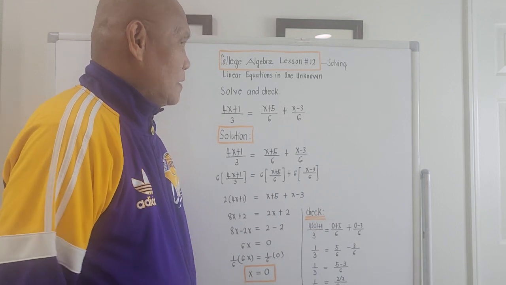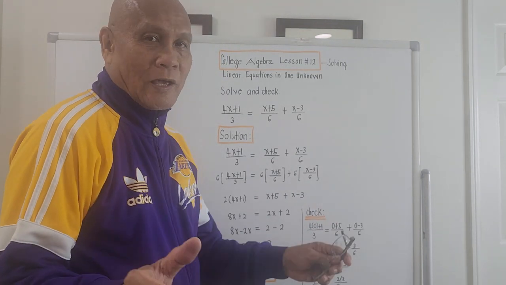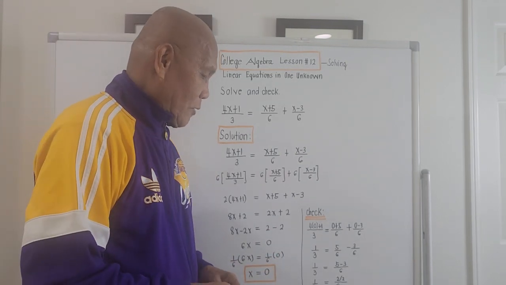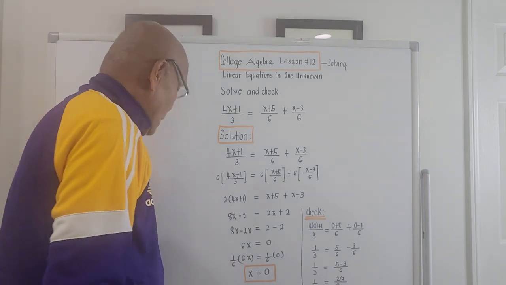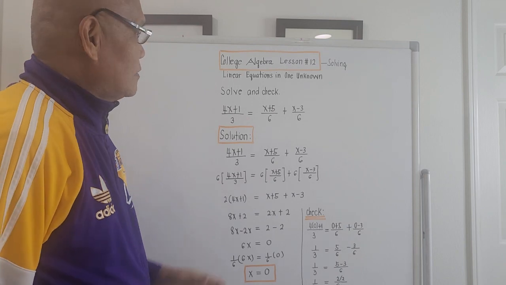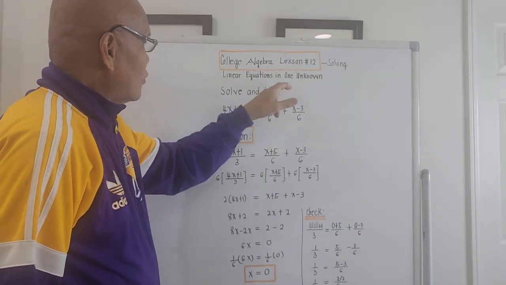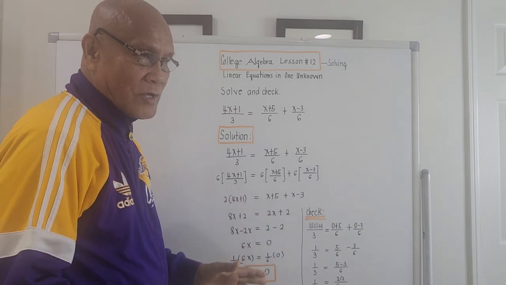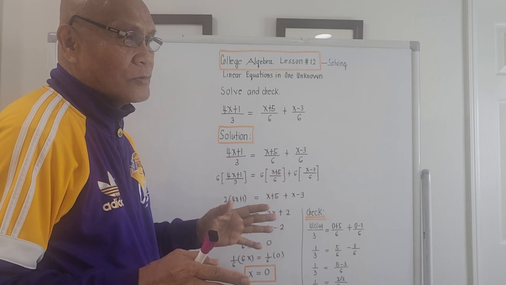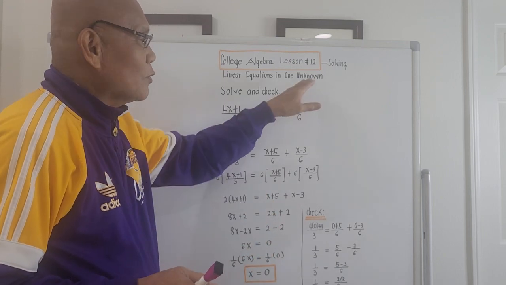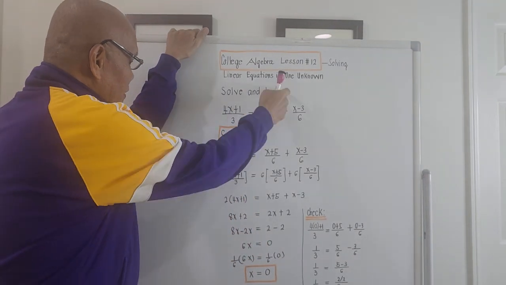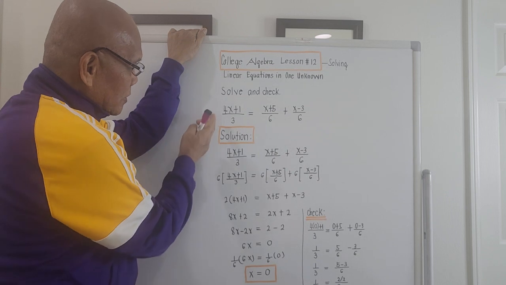This will now be lesson number 12 on college algebra, long video format. Lesson number 12. Okay, let's proceed. The title of the topic is solving linear equations in one unknown. Meaning to say, we will be bringing out example problems on how to solve a linear equation in one unknown. Okay, let's proceed. Solve and check the given equation.